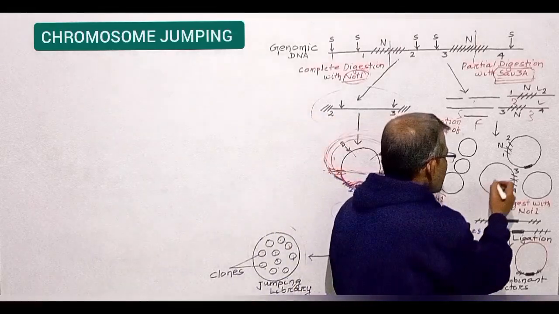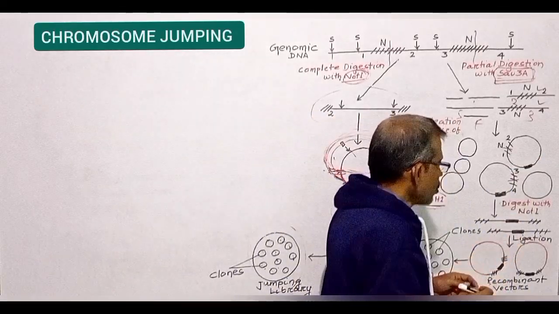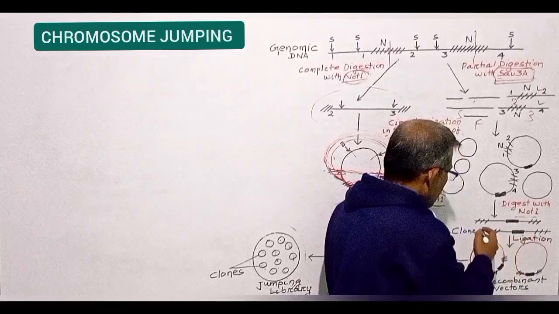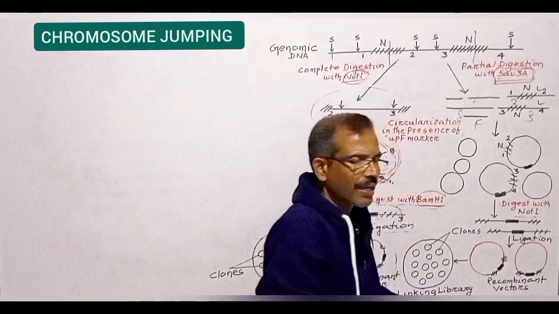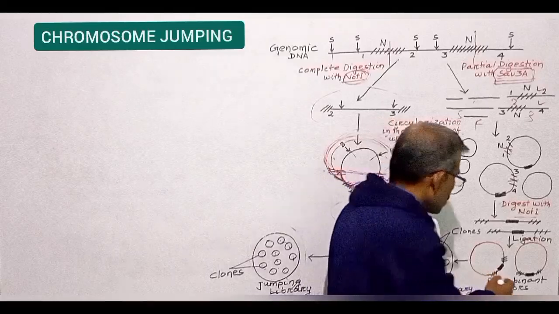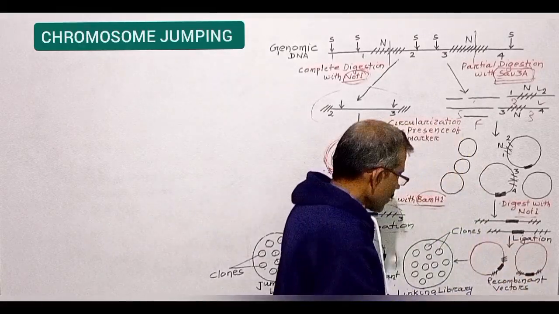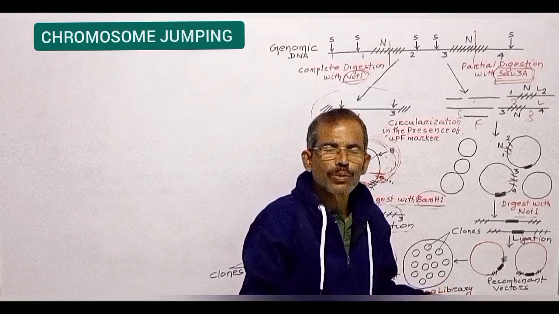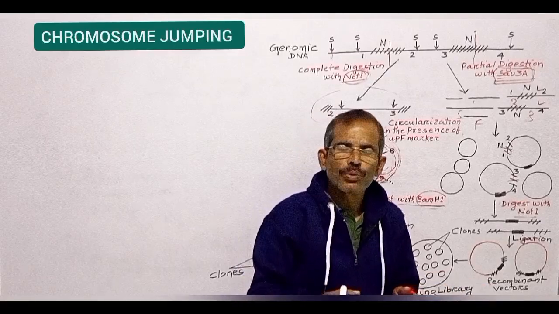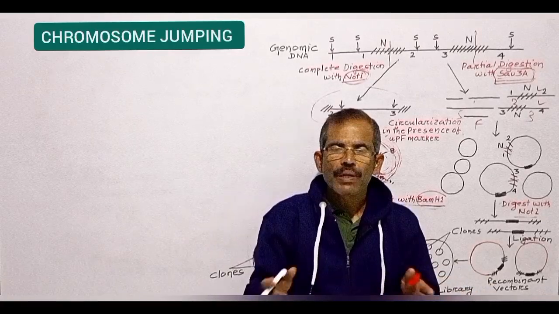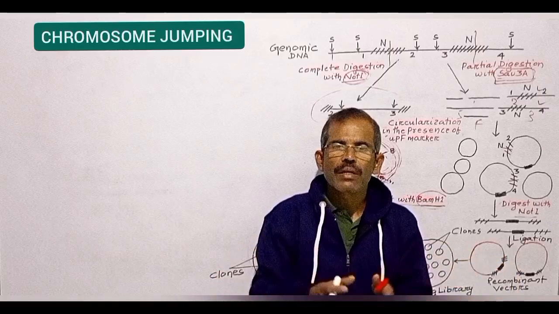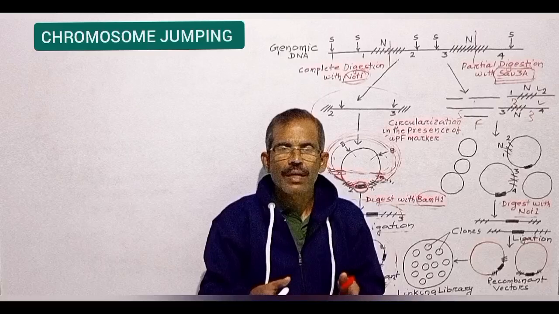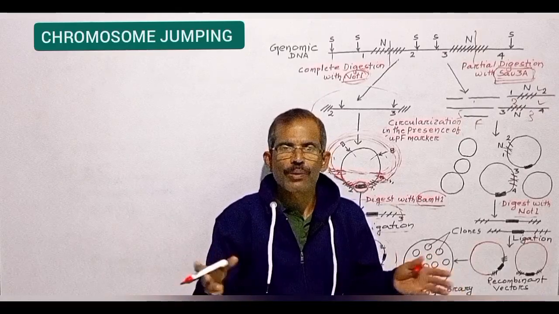So these are the circular DNA molecules which are then digested with NotI. The resulting DNA fragments are then ligated into a suitable cloning vector. The resulting recombinant vectors are then introduced into host bacteria through transformation. After transformation, the bacterial cells are grown on a selective medium that contains a specific antibiotic.